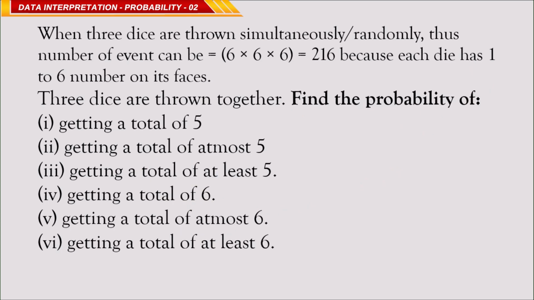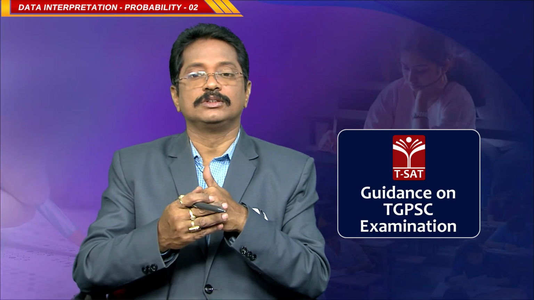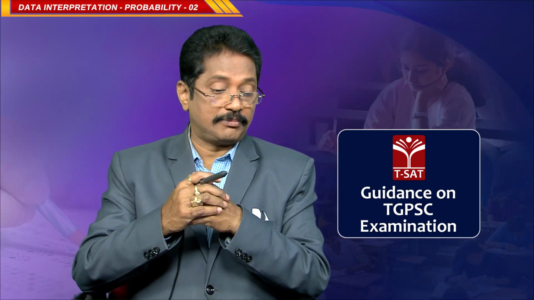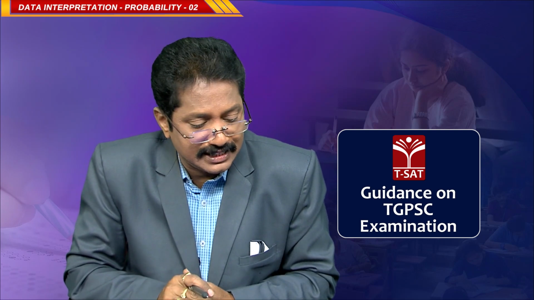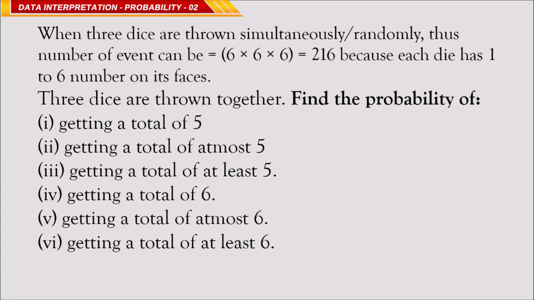So, here coin tosses, this is very important, and we have to use the words at most, at least. These words are very important. When 3 dice are thrown simultaneously or randomly, see, when 2 dice are thrown, the total outcomes are 6 times 6, 36, or simply 6 square. When 3 dice are thrown, the total outcomes is 6 cube, or 6 times 6 times 6, of course 216. Okay.